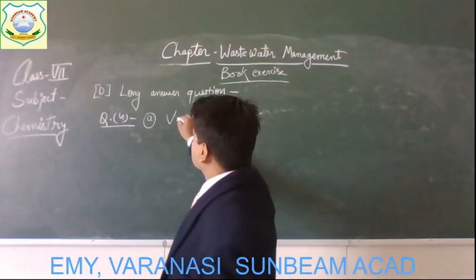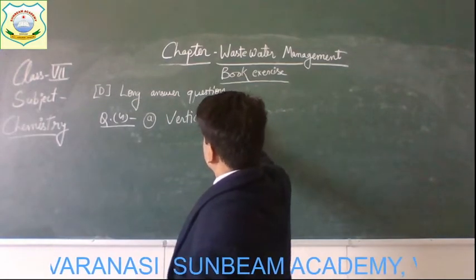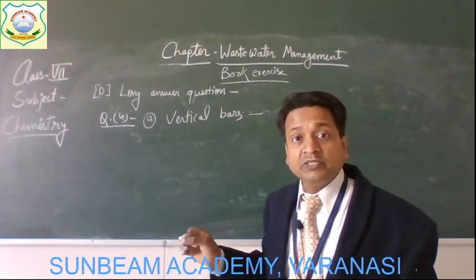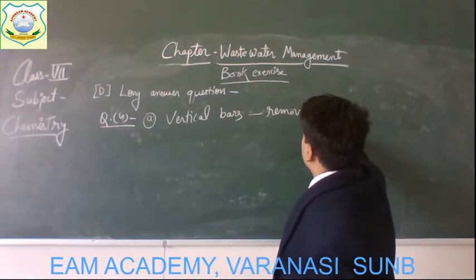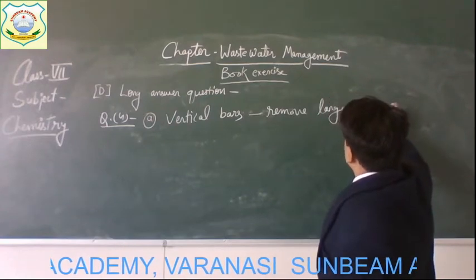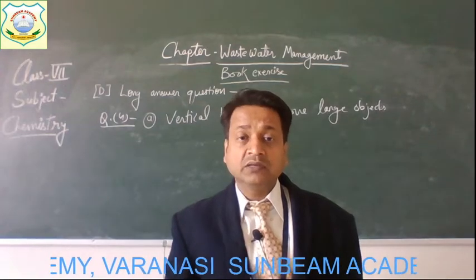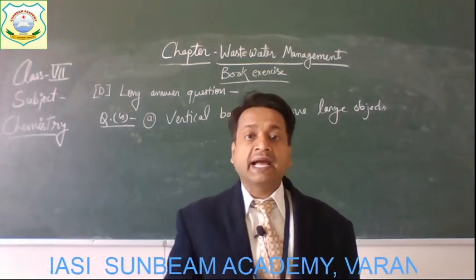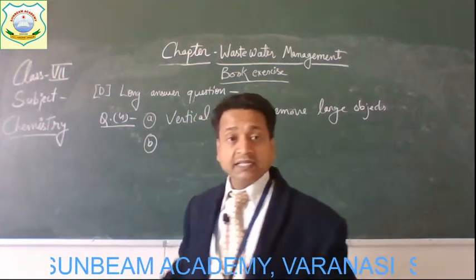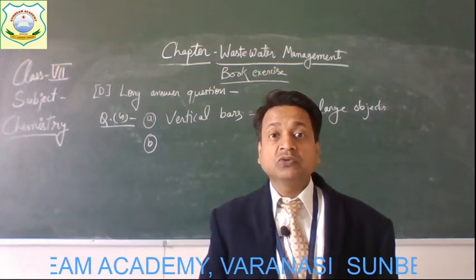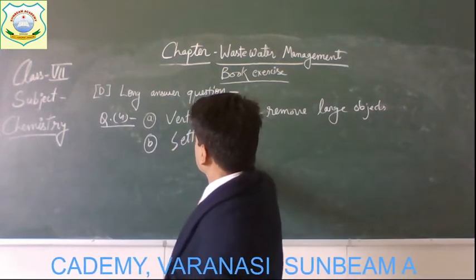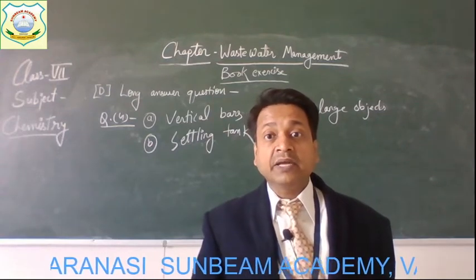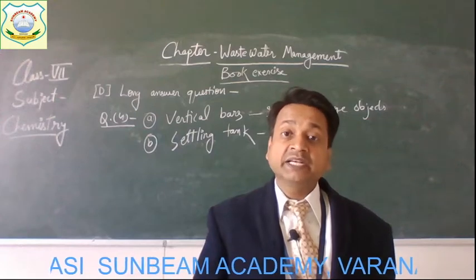So in the first step, what happens? The sewage water passes through the vertical bars and they remove large objects which are present in the wastewater or sewage water. Now the second step: after these vertical bars, the water is made to flow through a settling tank. And in this settling tank, what happens? It removes the grit and sand which is present in it.